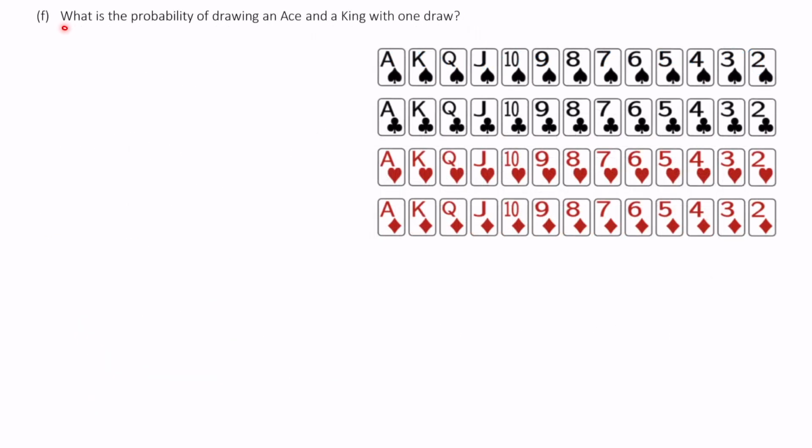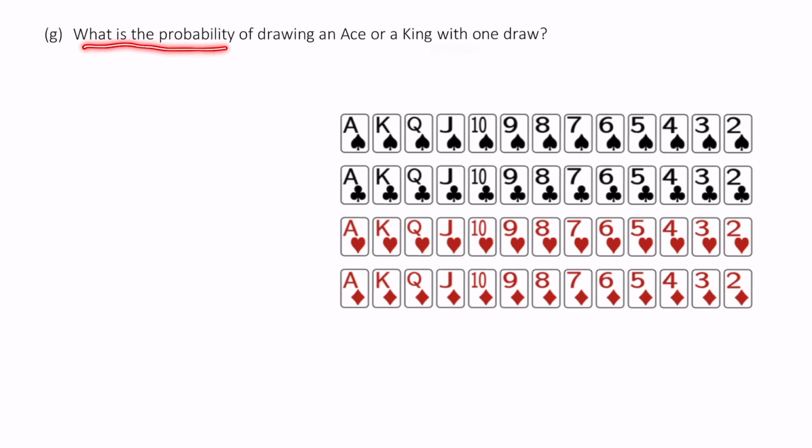Next, part F, what is the probability of drawing an ace and a king with 1 draw? Well, this is a trick question. If you're drawing 1 card, you cannot possibly draw both an ace and a king. So in probability notation, we can write this as probability of draw ace and king with 1 draw, and that's 0.